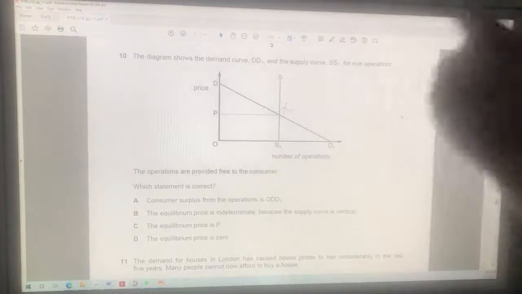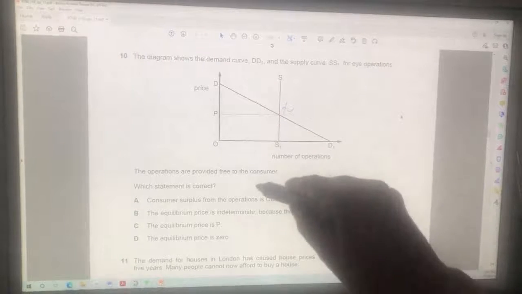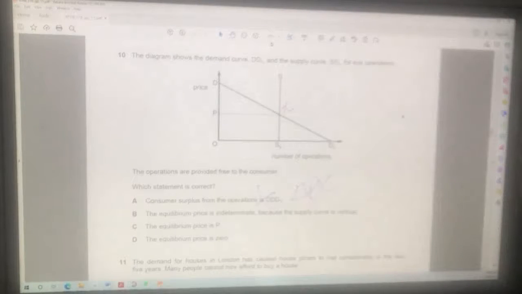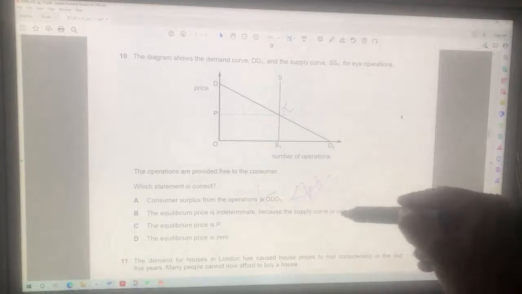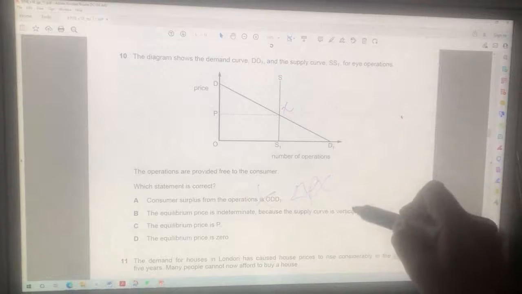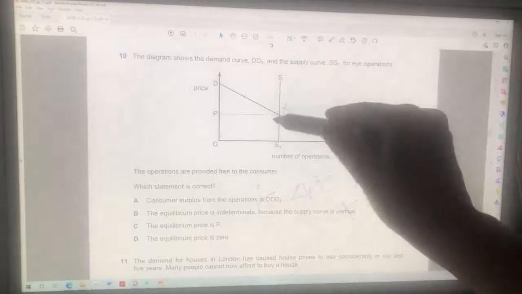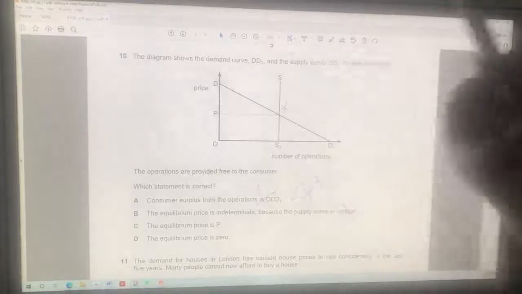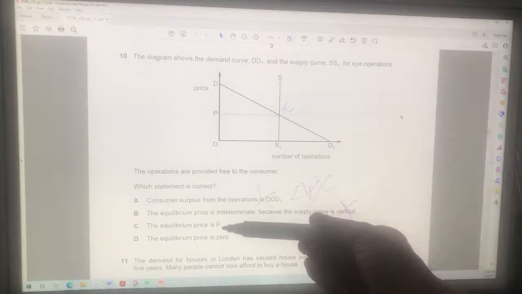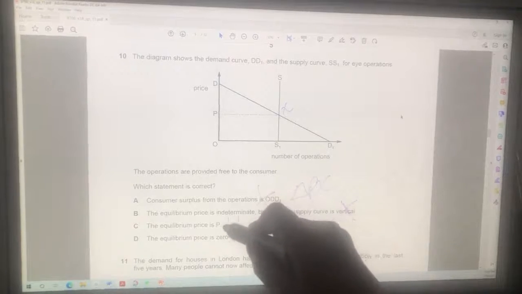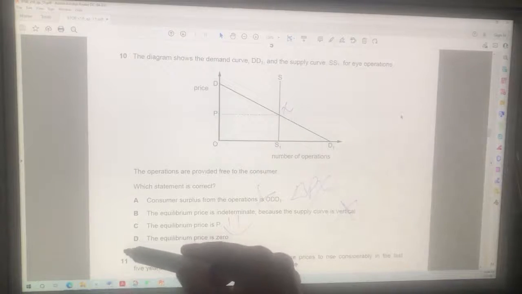I'm going to label this point X. So DPX. Anyway, A is not the answer. Try B. The equilibrium price is indeterminate because the supply curve is vertical. No, that's not true. We can find the equilibrium price, and the equilibrium price is right here. It's P. And that's what C says. The equilibrium price is P. So answer is C. Let's try D.